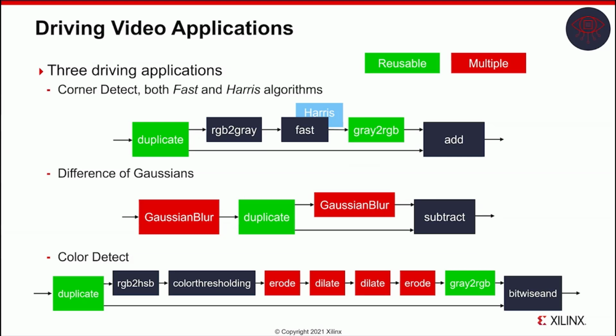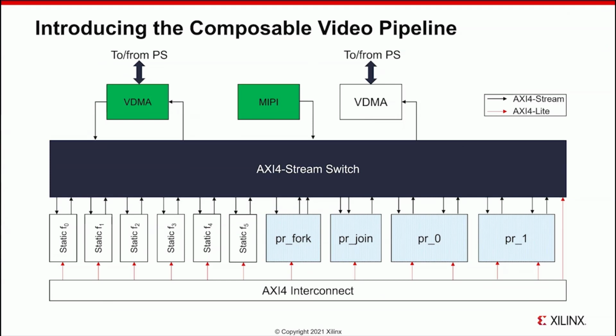This slide shows you an architectural overview of the composable video pipeline for the Kria KB260 Vision AI starter kit. On the top part, you can see the input video sources. We can get video streams from the processing system or the MIPI camera. Based on the three driving applications I mentioned earlier, and with the goal to make the composable video pipeline as flexible as possible, we decided to implement 6 functions statically and to use DFX regions to add functions dynamically.